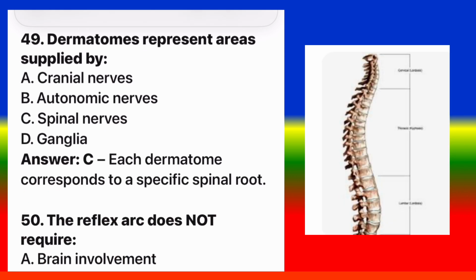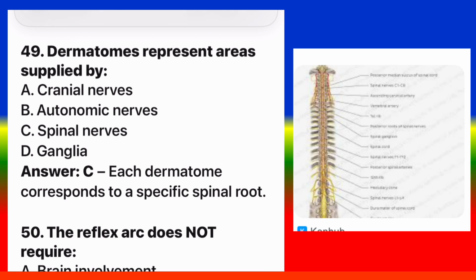49. Dermatomes represent areas supplied by A. Cranial nerves, B. Autonomic nerves, C. Spinal nerves, D. Ganglia. Answer C. Each dermatome corresponds to a specific spinal root.